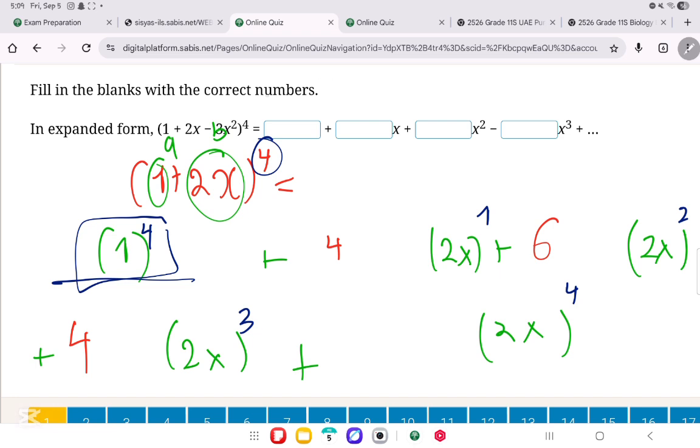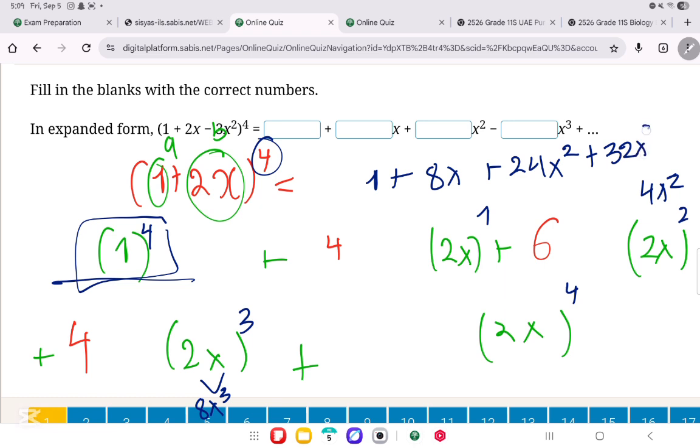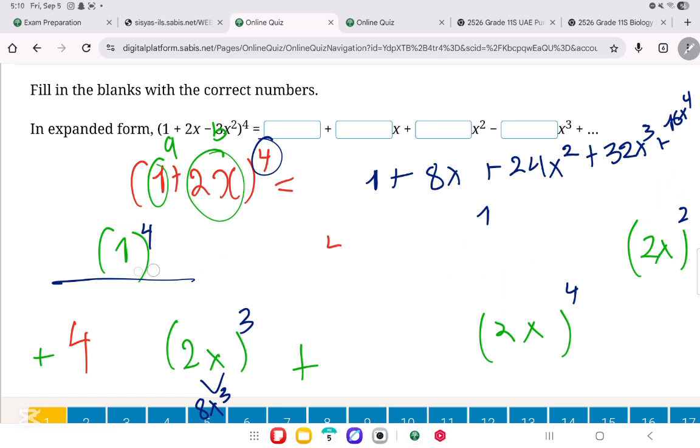So now it's 1 to the power of 4, which is 1. Here, 1 plus 4 times 2x, that's 8x. Plus 6 times 2x squared, this is 4x squared, so that is 24x squared, plus 4 times 2x to the power of 3, which is 8x cubed. So 4 times 8 is 32x to the power of 3, plus 16x to the power of 4. So now what will we do? We'll erase all of these, okay?